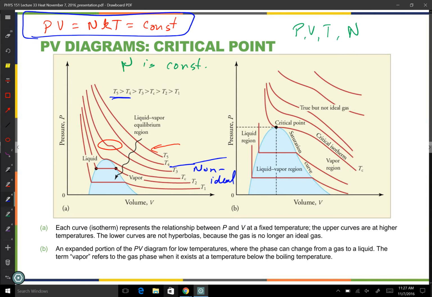The picture on the right, by the way, is just a blow-up of the one on the left. So I can take the one on the left and zoom in, and look, we got the same thing. Okay.